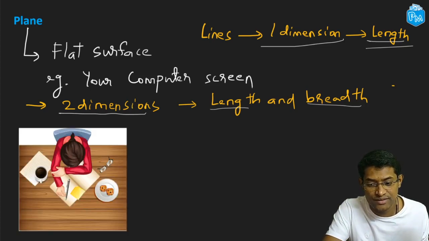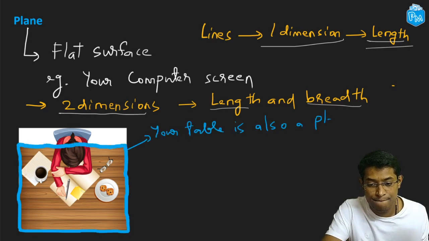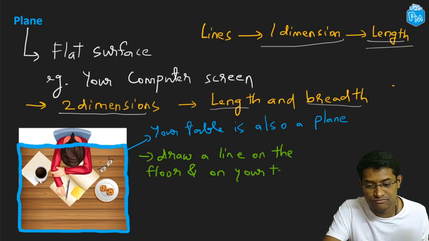Your table over here, where you're sitting to study, you can see that your table is also a plane and it is a flat surface, right? It has a length and a breadth. This is a flat surface, it is a two-dimensional surface. Now draw a line on the floor and on your table. You can see that they won't intersect, like we discussed before.